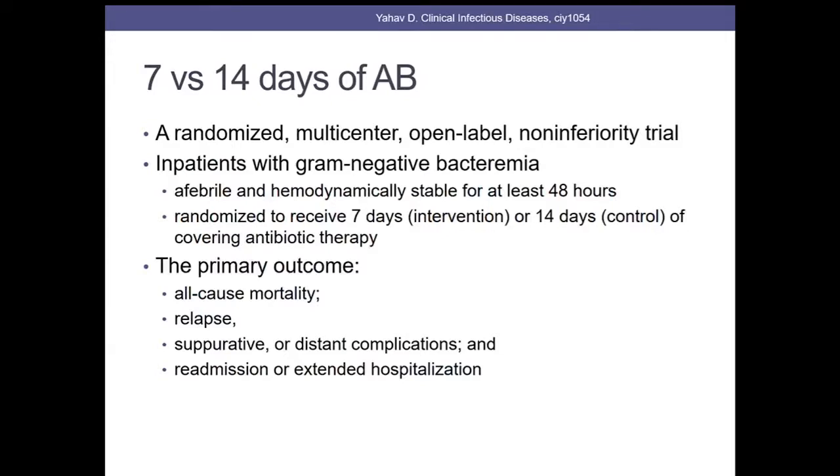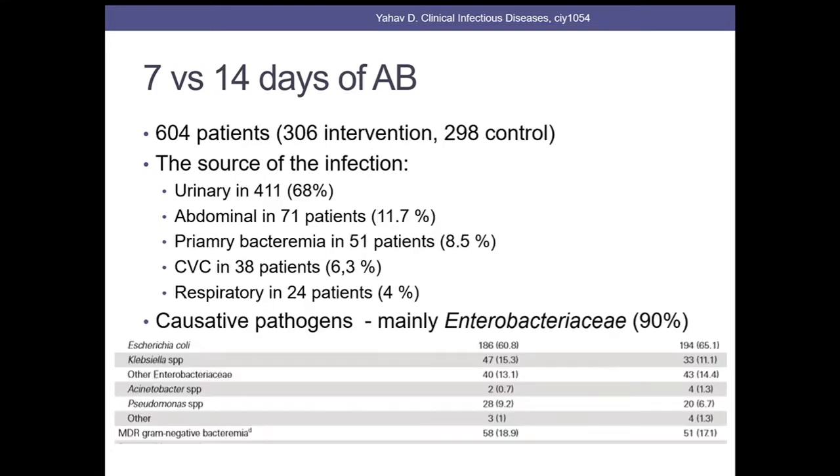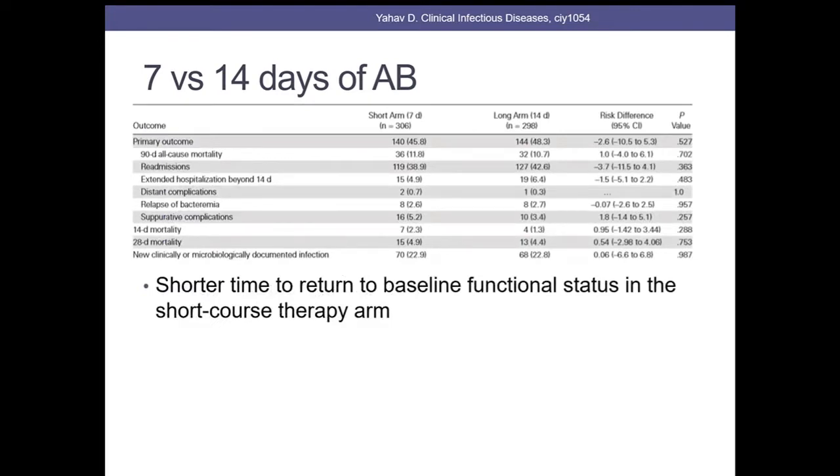It was a randomized study that included patients with gram-negative bacteremia. The first group, the intervention group, received treatment for 7 days, the control group for 14 days, and they took those factors into account as the primary outcome. There were 600 patients, the majority with a urinary source of the bacteremia, others were a bit less common. Escherichia coli was the primary pathogen. And the primary outcome was achieved in quite a lot of patients, more than 40% in both groups.